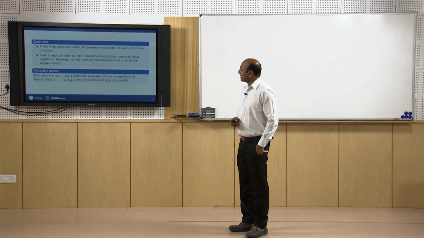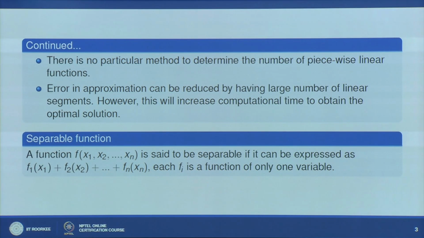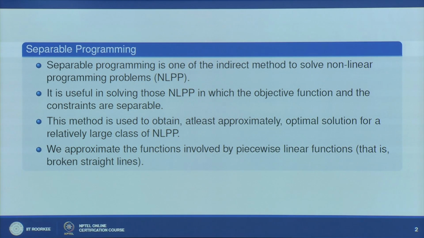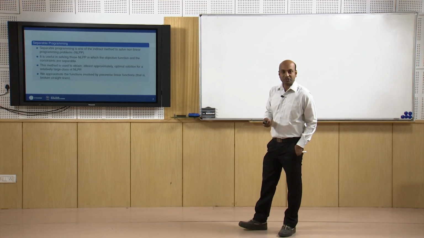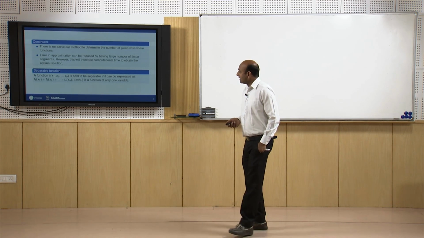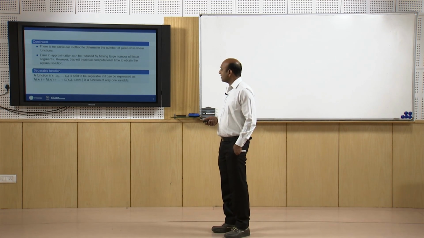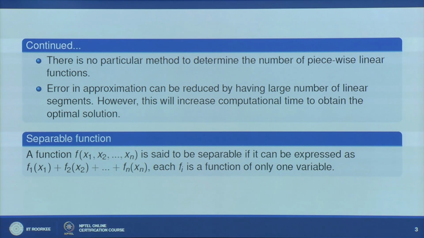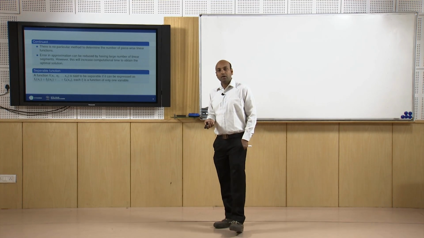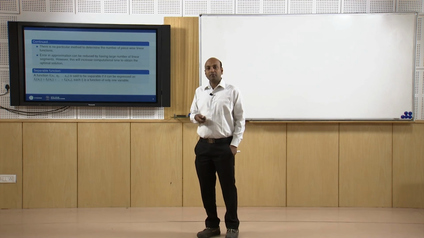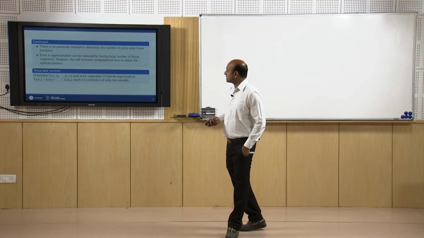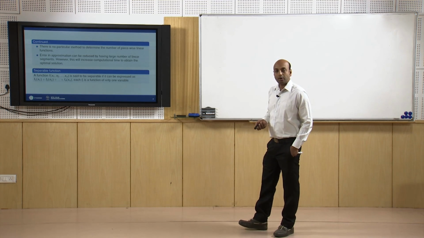Now there is no particular method to determine the number of piecewise linear functions, okay. We approximate the given function by piecewise linear functions, but we do not have any method to find the number of piecewise linear functions. Error in approximation can be reduced by having a large number of linear segments. However, this will increase computational time to obtain the optimal solution. Of course, if we have a larger number of linear functions, then error will be lesser. However, this will increase computational time to obtain the optimal solution.